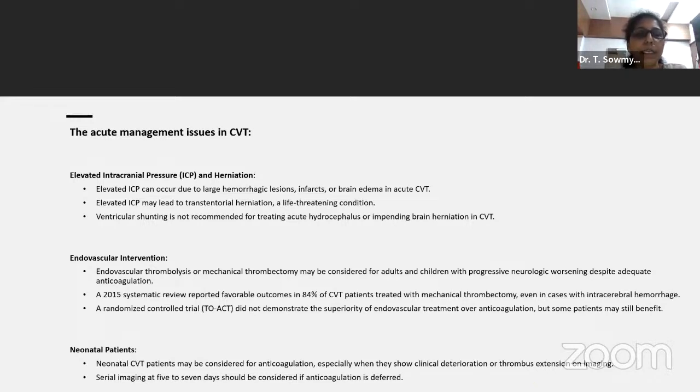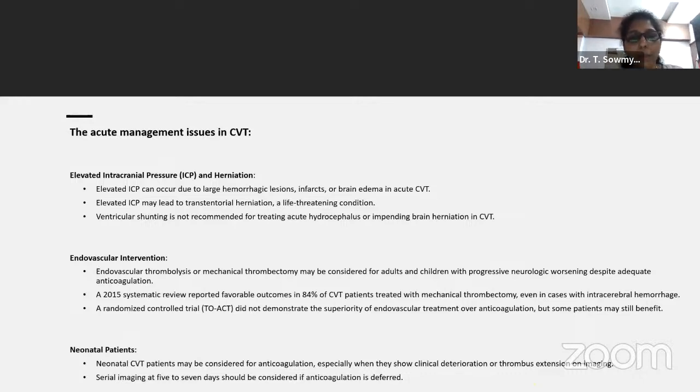And coming to the acute management issues of CVT, managing the elevated intracranial pressure, which occurs usually with large hemorrhagic lesions, large infarcts and cerebral edema in acute CVT. And also we observe elevated intracranial pressure with transtentorial herniation. CVT may lead to transtentorial herniation, a life-threatening condition. Ventricular shunting is not recommended here for treating acute hydrocephalus. And coming to the endovascular intervention, I already discussed.